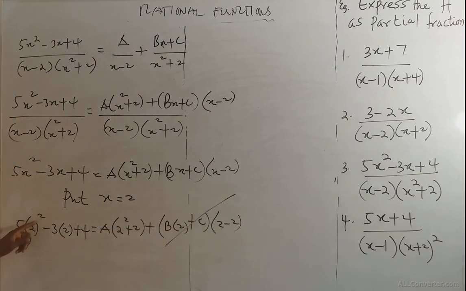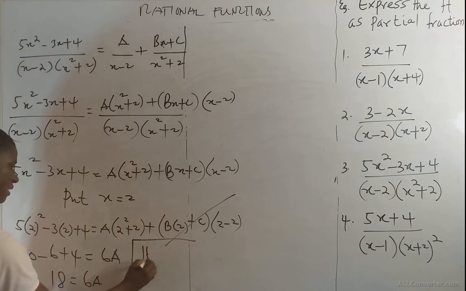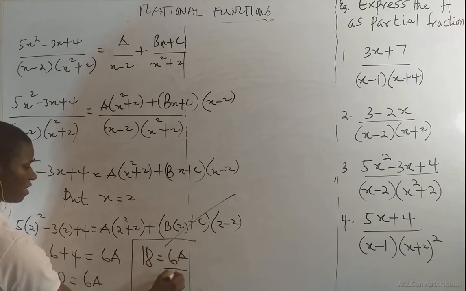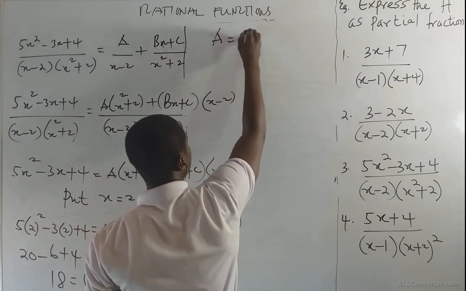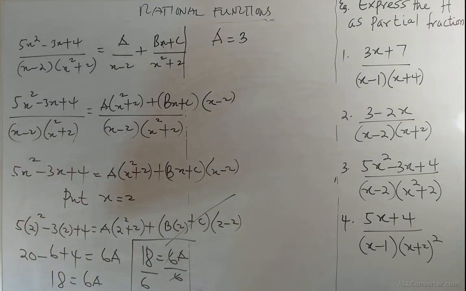2 squared will be 4, and 4 times 5 gives us 20 here. 3 times 2 we have 6 here, plus 4. This is equal to 2 squared is 4, 4 plus 2 is 6. So we are going to have 6a on the right-hand side. Now 20 minus 6 will give us 14 here, and 14 plus 4 will give us 18 here. So we have 18 is equal to 6a. If 18 is equal to 6a, then divide by 6 on both sides. You can say that a is equal to 3.